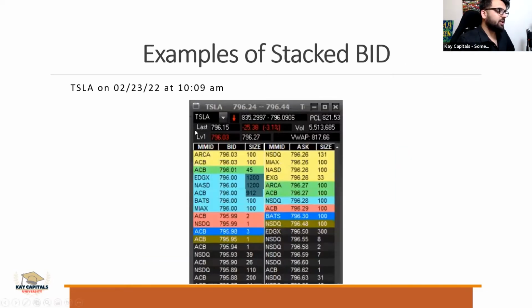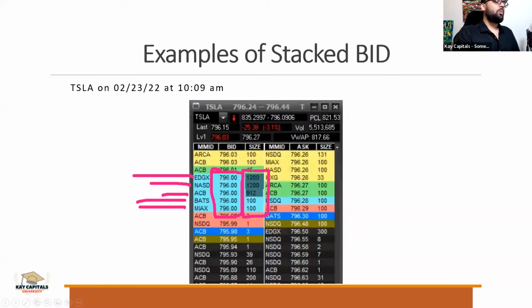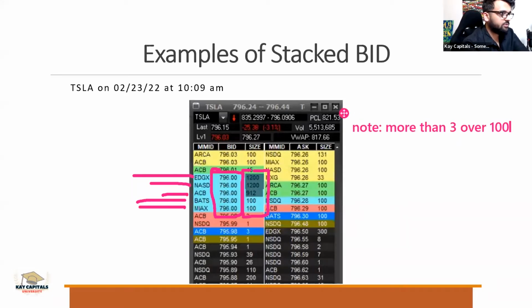All right. So what do you see here? You see 5 different exchanges at the same price point, 796, and we have these many shares. Just remember, one little note I'll give you is that we need more than 3 orders of over 1,000 shares from over 3 exchanges.